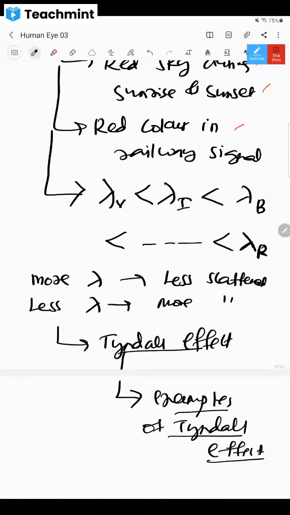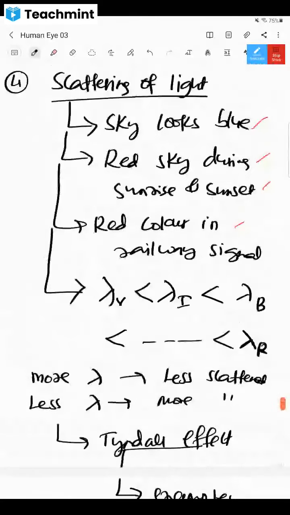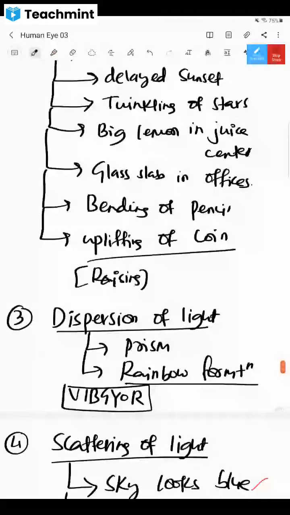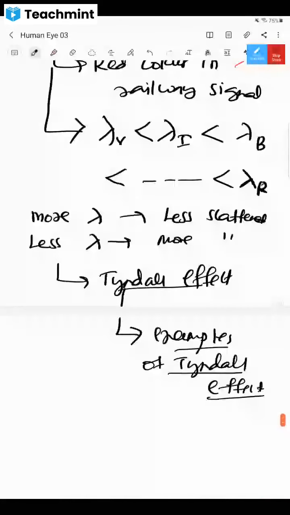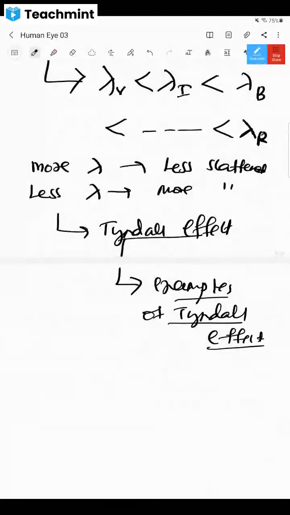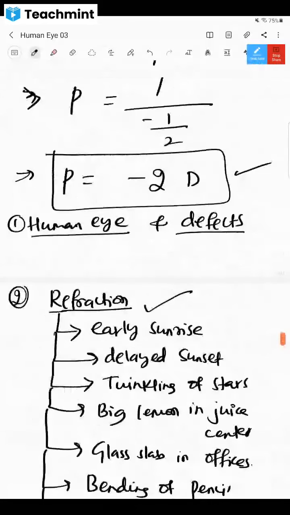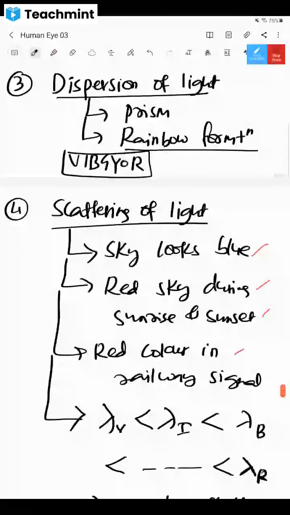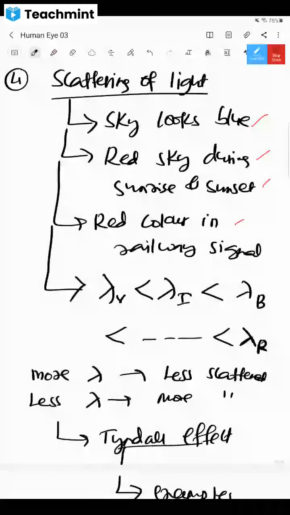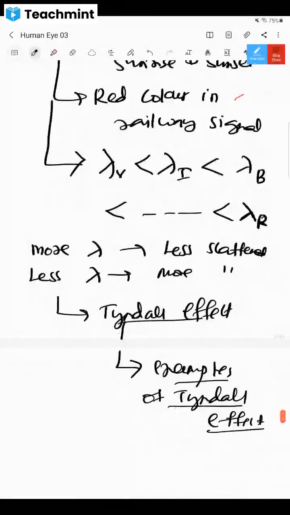Is there anything remaining? I don't think anything is remaining in Human Eye and Colorful World. It's quite simple. I mean, simple as in you have to be working a lot to understand this chapter, dear children. You have to be understanding the concepts, then only you'll get it. Otherwise, things may go as a bouncer for you. Did you understand all these things or not? Anything remaining, please let me know. Scattering, dispersion, refraction is over. Tyndall effect is over. All phenomena are over.